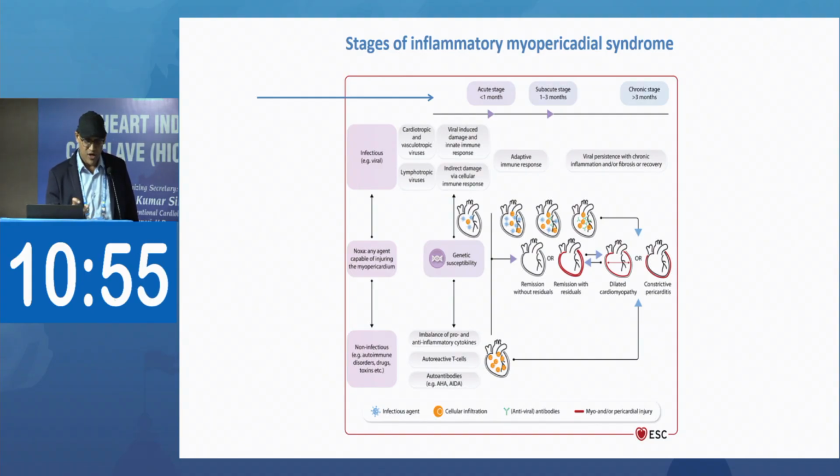Then there's an important role of genetic susceptibility that they have introduced in these guidelines, and these are the patients who have recurrent episodes of pericarditis or myocarditis. So genetics is important in diagnosing these patients because they are more prone to recurrent attacks of pericarditis.